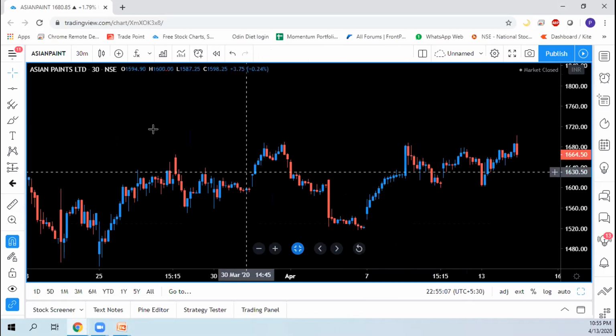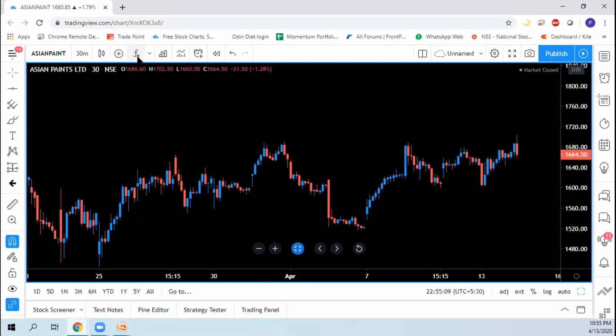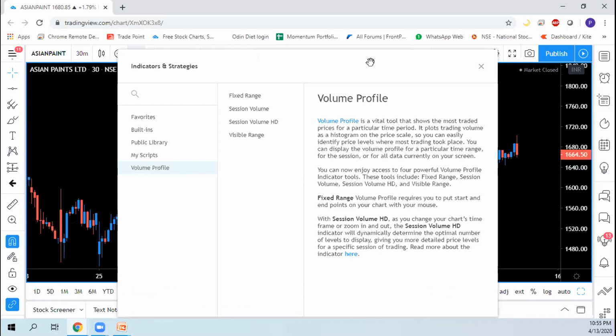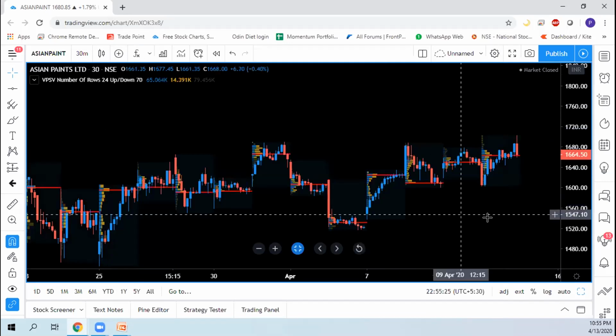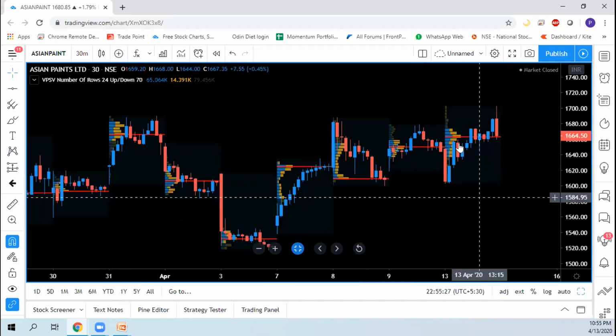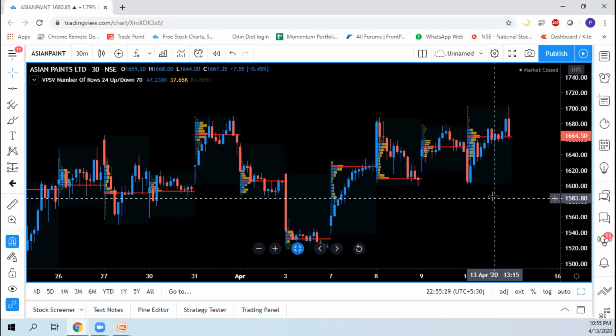Then I'll go to the indicators section. If you are using a basic subscription of TradingView, you will have this indicator called volume profile over there. In that volume profile, you just go and apply the session volume. Once you apply the session volume, you will get this volume profile over there.